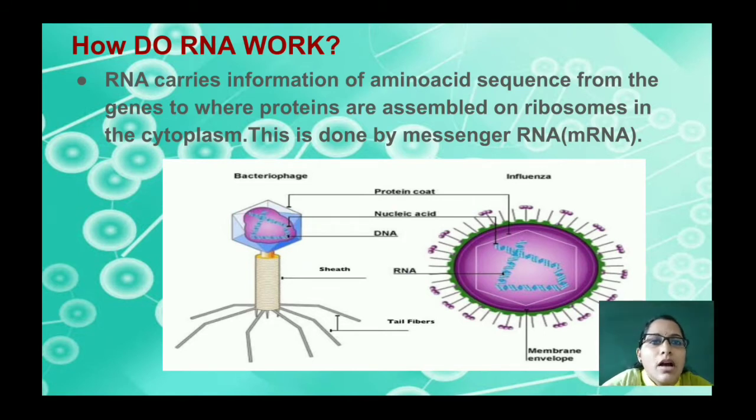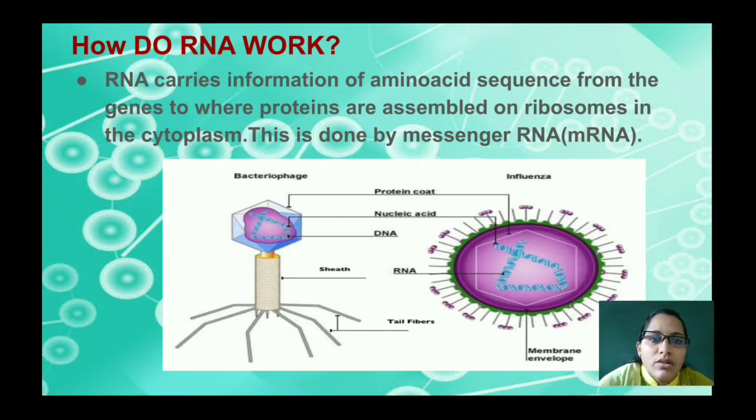So let's understand how RNA works. RNA carries information of amino acid sequence from the genes. Amino acids are present in proteins. Genes are hereditary material. From the genes, RNA carries the information to where proteins are assembled, the ribosomal site in the cytoplasm. Which type of RNA does this process? It is messenger RNA.